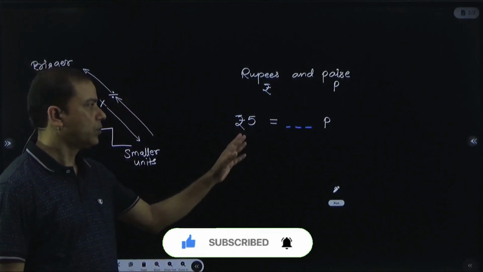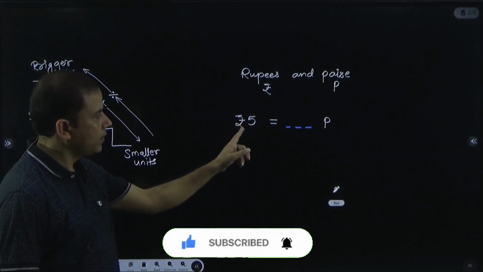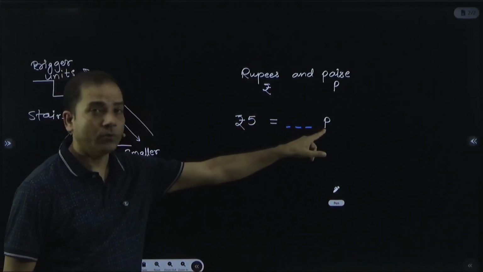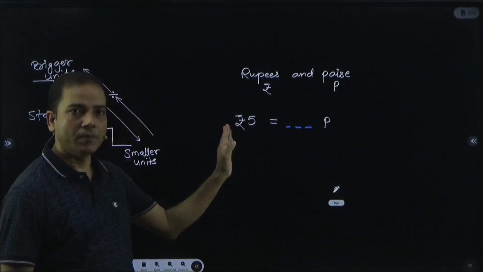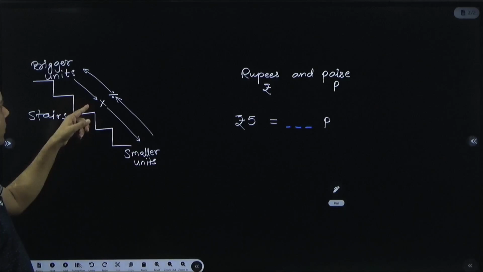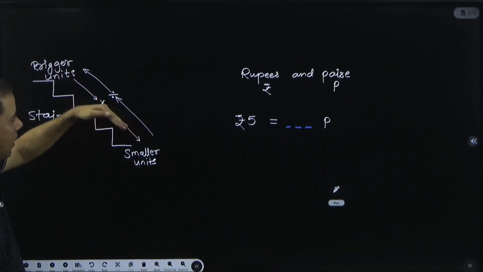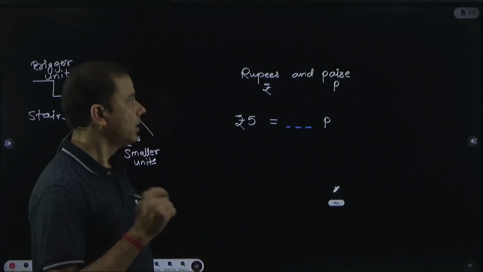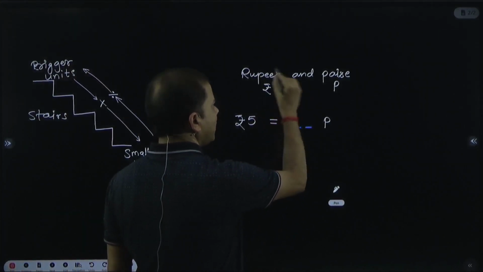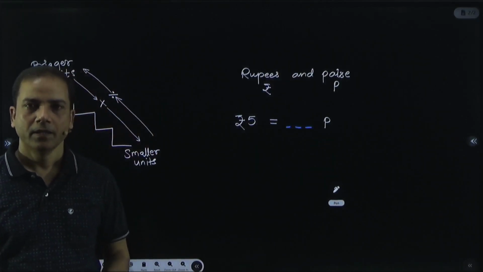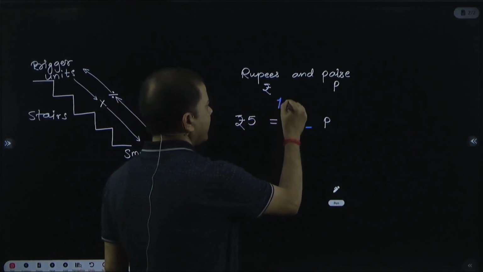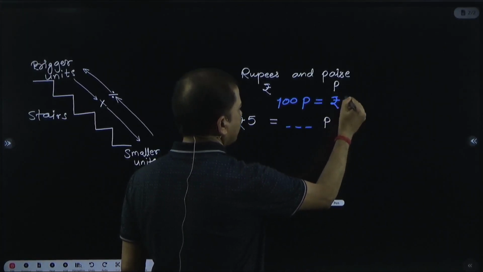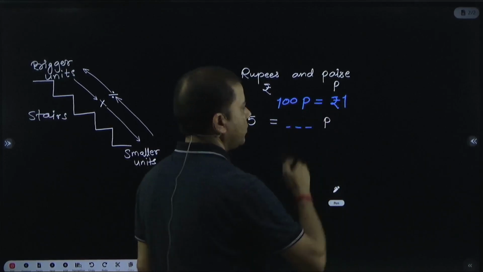So, what to do? We are going to change from bigger unit to smaller unit. The first one is our bigger unit, and the second one is the smaller unit. What does the rule say? Bigger to smaller, up to down, you multiply. But multiply by what? For that, the clue is here. What is the relation between rupees and paise? The relation is that 100 paise equals 1 rupee.